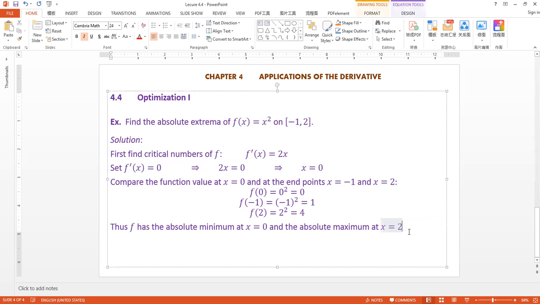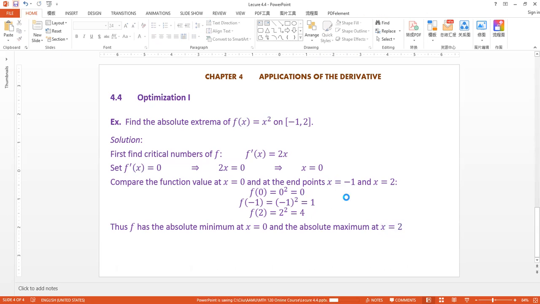At x equal to 2, I'm sorry. The maximum value of the function in this closed interval is 4, and it occurs at x equal to 2, and the absolute minimum of the function is 0, and it occurs at x equal to 0. All right. So pretty straightforward.